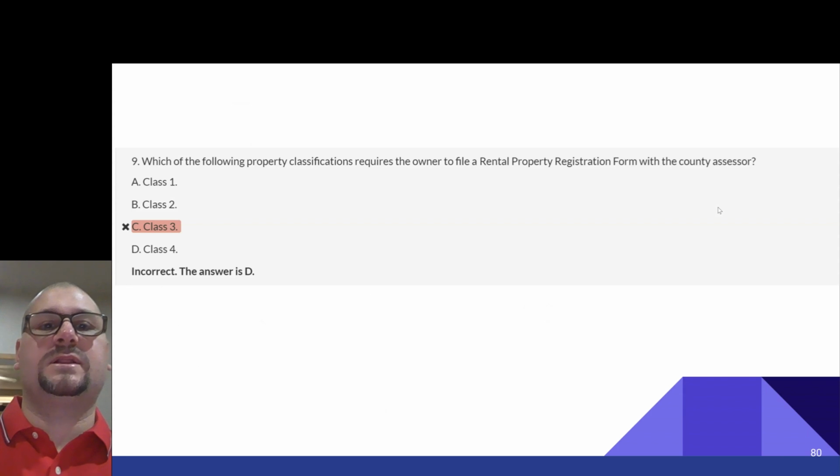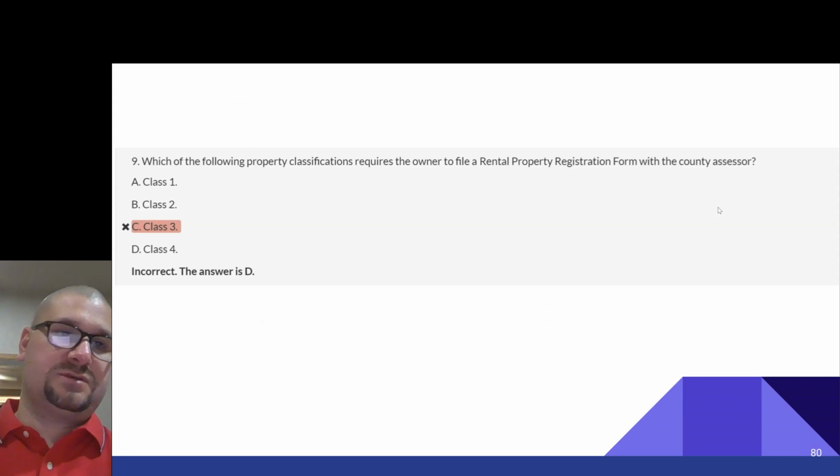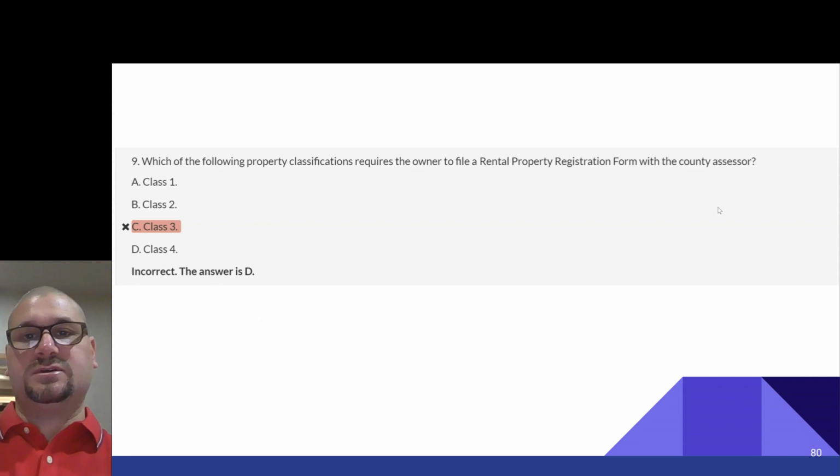Which of the following property classifications requires the owner to file a rental property registration form with the county assessor? So that's going to be Class 4, which deals with residential rental. Class 1 is just residential. Class 2 is agriculture or farmland. Class 3 is commercial properties, and Class 4 is residential rental. So because Class 4 is residential rental, the property registration form would be filed with that.